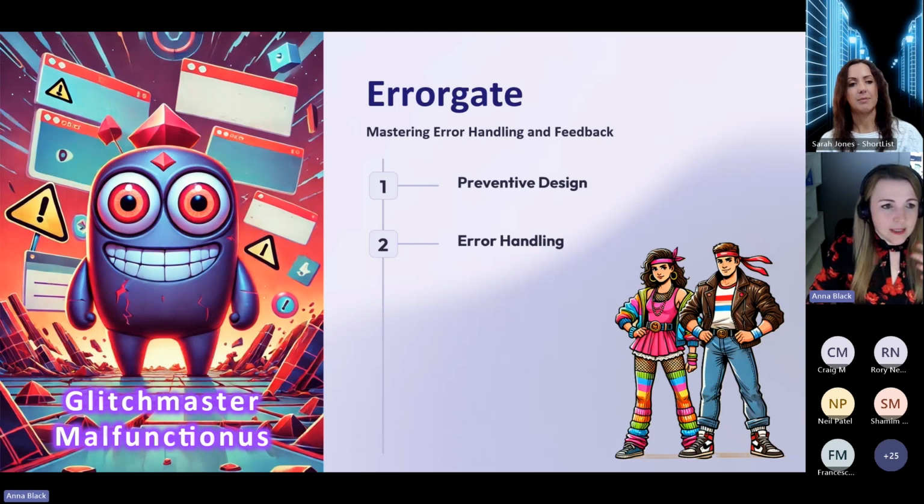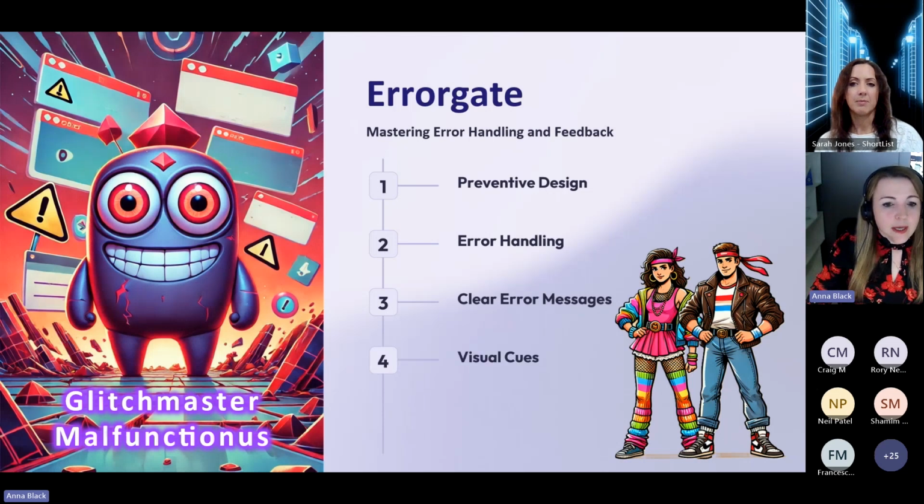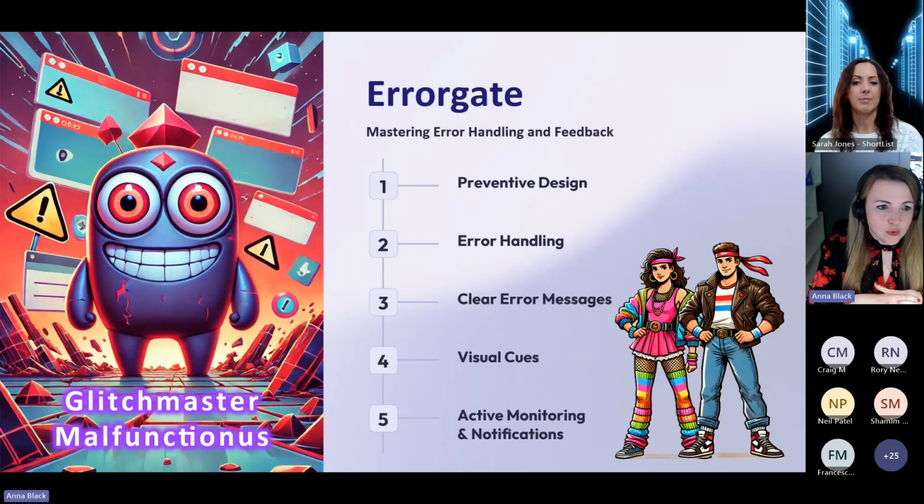And when things like this are happening, we should clearly communicate to the users to say what happened, and ideally also guide them on what they should do next to fix that error. And again, if the error happens, we need to give some visual cues to point out where that error happened for the users. And over time, we should also aim to monitor potential errors and have notifications, and again, improve the error handling functionalities over time for the users.